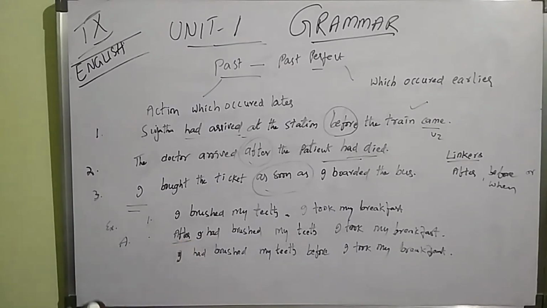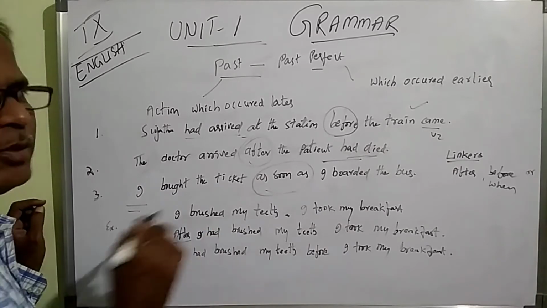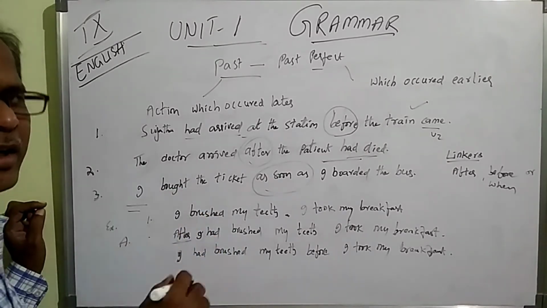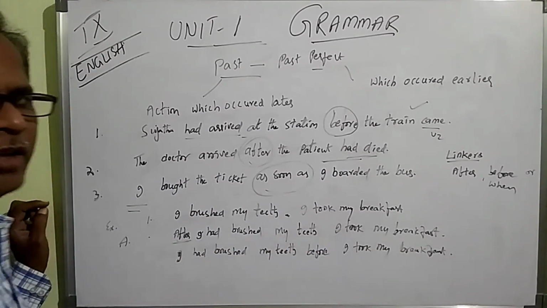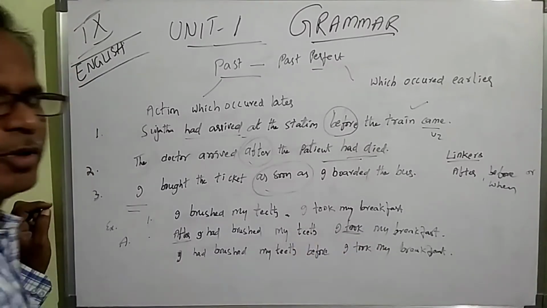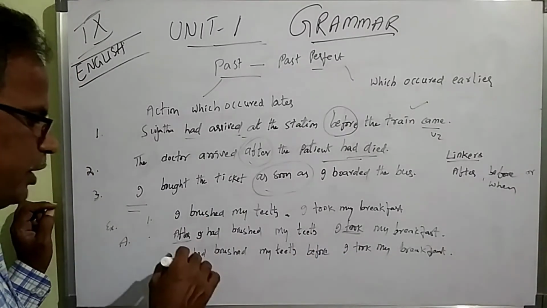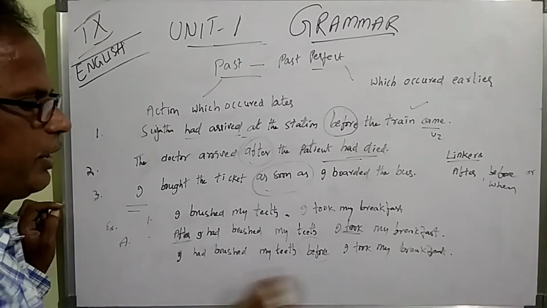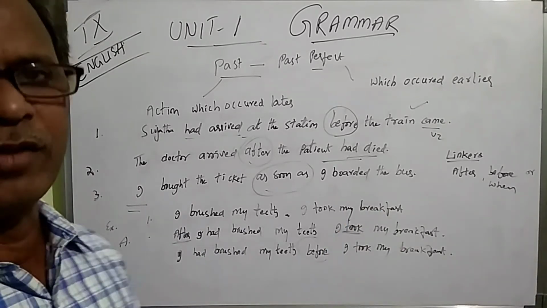After. So when you are using the linker after, for that we are using past perfect tense, because that action occurred earlier. So, after I had brushed my teeth, I took my breakfast. This is used in simple past tense. This is used in past perfect. And it is also written like this, using the linker word before: I had brushed my teeth before I took my breakfast.